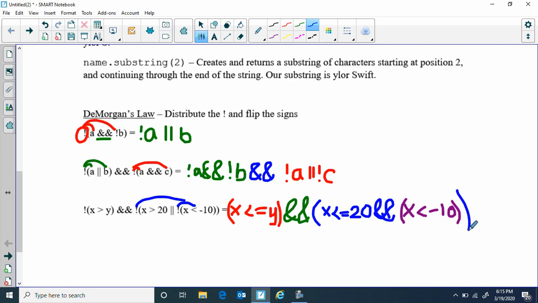So here is our final statement. X is less than or equal to Y, and X is less than or equal to 20, and X is less than -10. So basically, in order for both these parts to be true, X would have to be less than -10. And in order for this to be true, X would have to be less than or equal to Y. That would make our entire statement true.